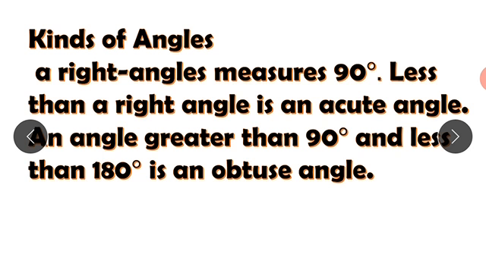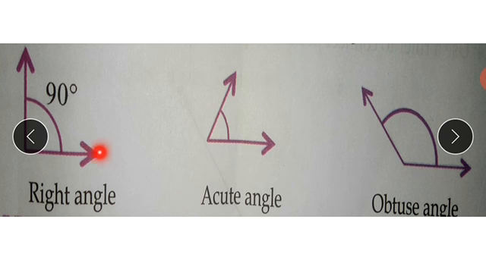So we have kinds of angles. First is the right angle. It measures 90 degrees. Less than a right angle is an acute angle, meaning less than 90 degrees. Greater than 90 and less than 180 is an obtuse angle. For example, 105 is an obtuse angle. In acute, 36 and 81 are acute angles. These are the examples of the types of angles.